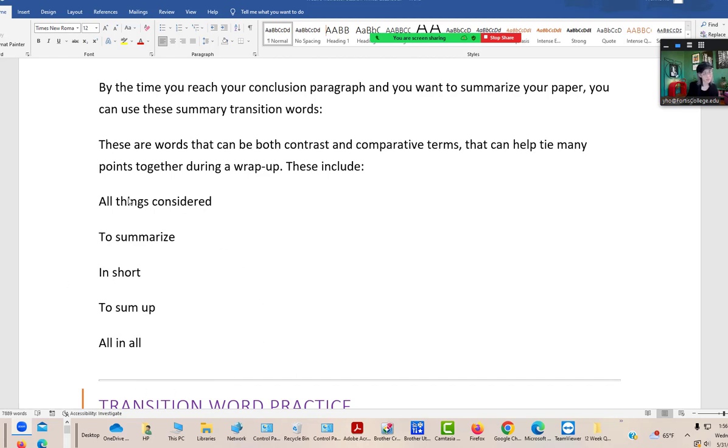transition words of summary. These are usually used in the conclusion paragraph or right before your conclusion sentence. All things considered, to summarize. In short, to sum up, all in all.